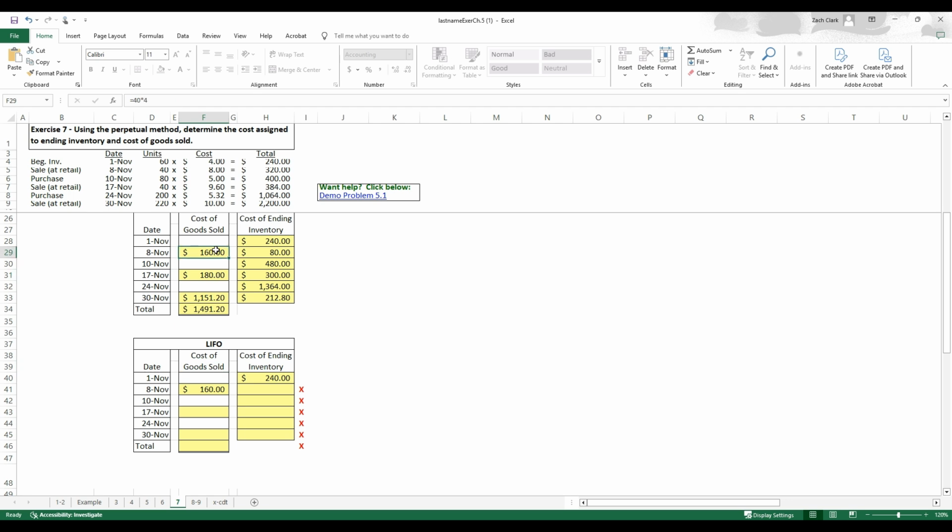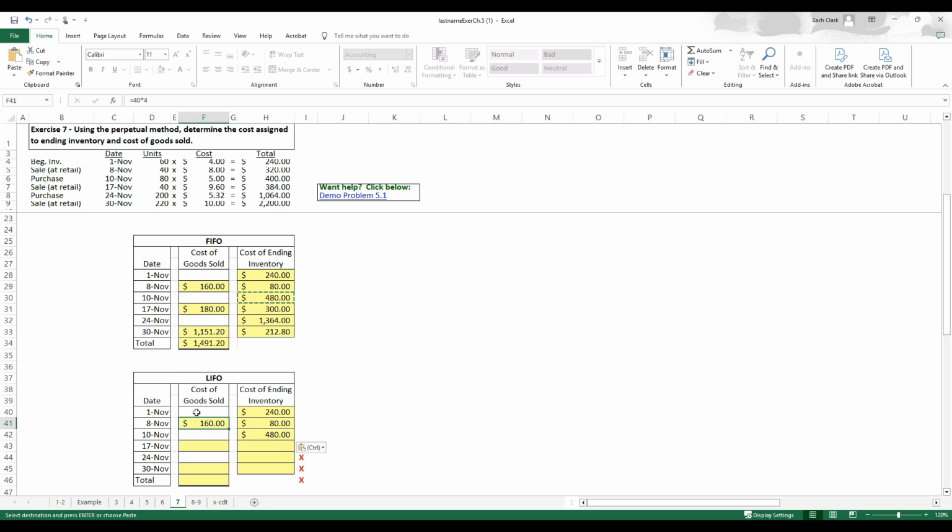And what I'm going to actually do is take a lot of the same formulas I did from FIFO. So the FIFO one doesn't matter. LIFO and FIFO are the same because at this sale point on the 8th, we only had one layer. But here we can see we've got 2 layers.